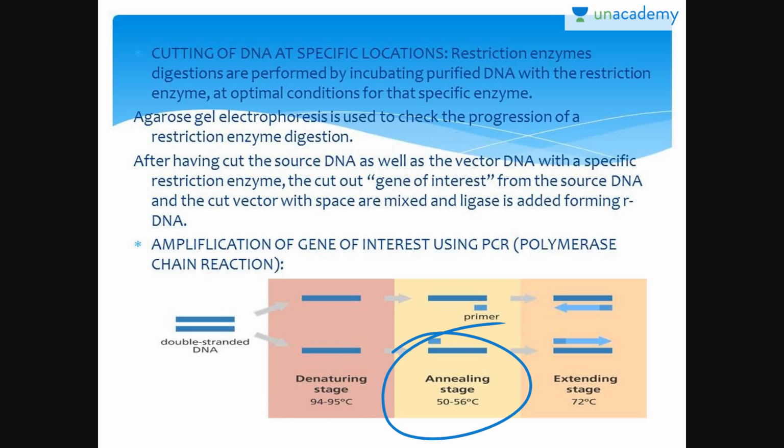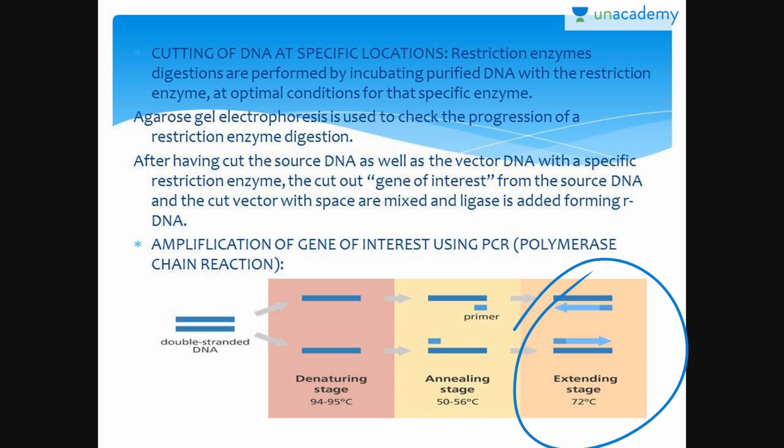Then the second stage is the annealing stage, which occurs around 50 to 56 degrees centigrade. Two sets of primers, that is small oligonucleotide chains that are complementary to the 3' end of the DNA template, are added to the medium. Then the final step of amplification is the extending stage, in which deoxyribonucleotide triphosphates are added in the medium.